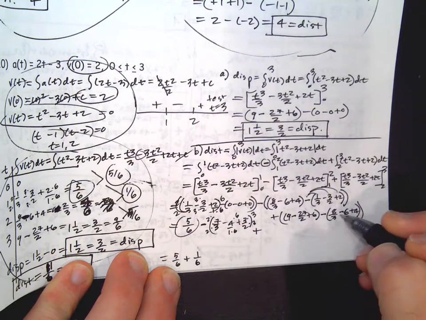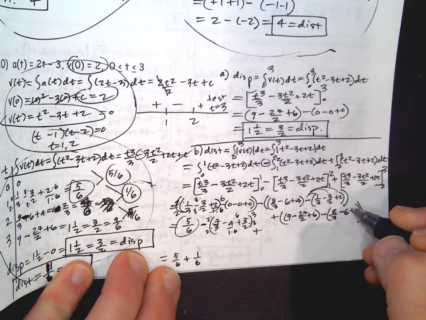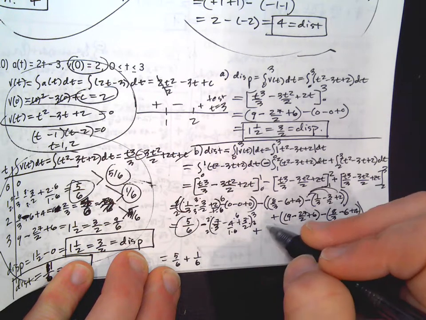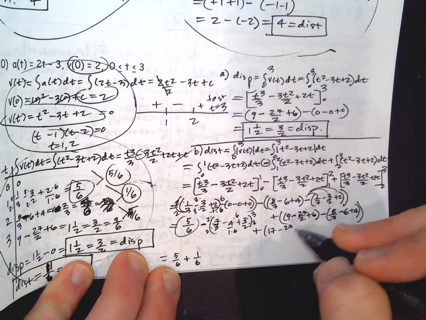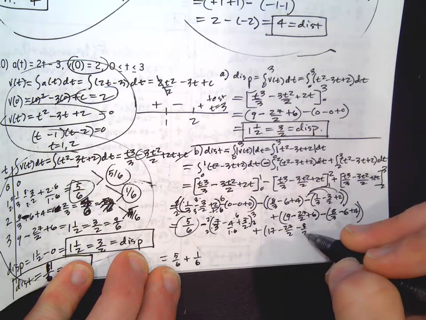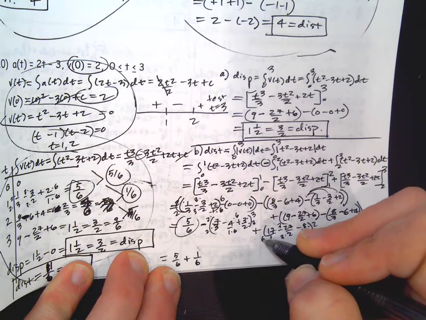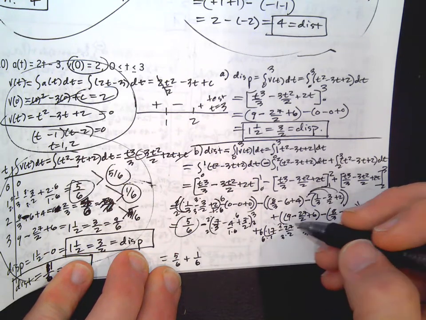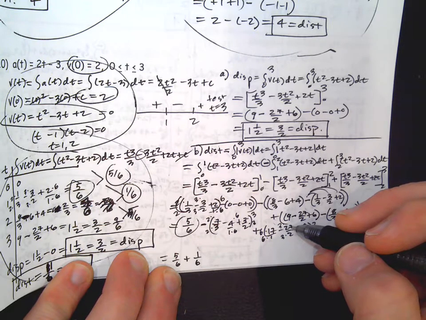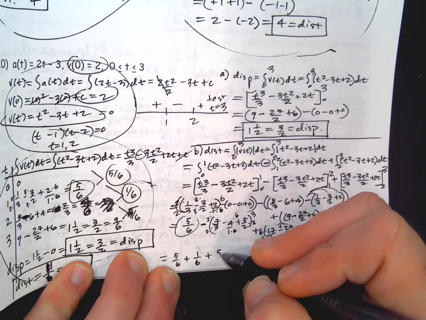Plus, man, what's this going to be? 15 plus 6 is 21, minus 4 is 17. And then you have minus 27/2 minus 8/3, least common denominator. These are going to be much bigger values. So 60, that's 102, minus 81. So it's 21 minus 16 is 5 over 6.